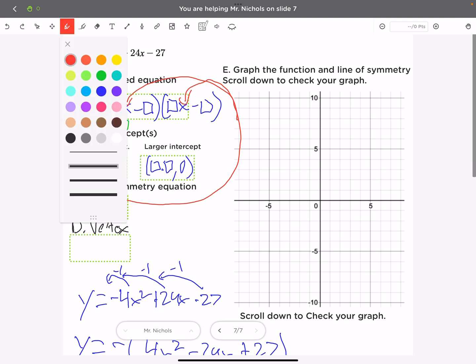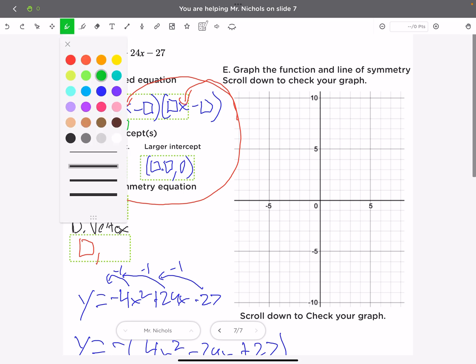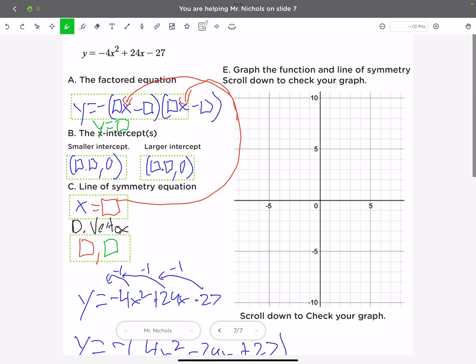And then our vertex would be, that would be our x value, which is our line of symmetry, and our y value would be the green value that you calculated when plugging it into the original equation, like this. And that's everything.